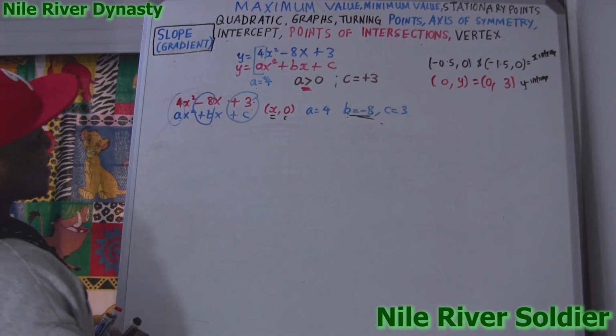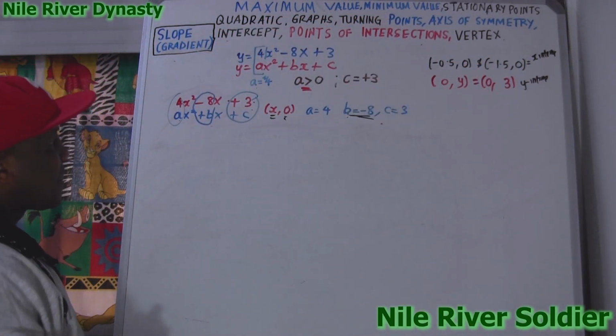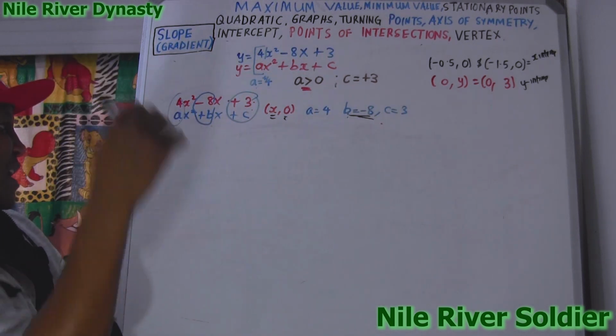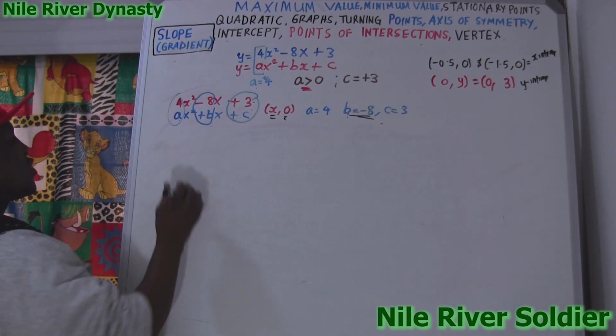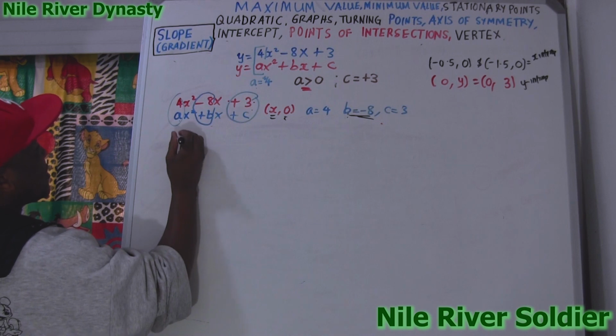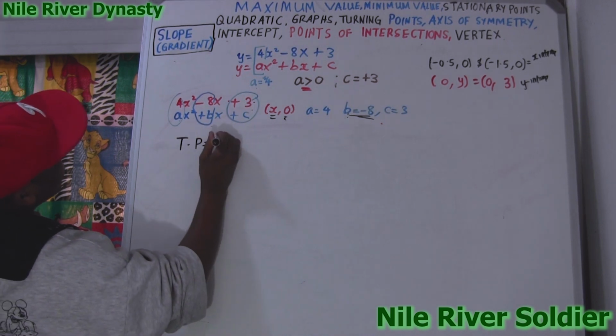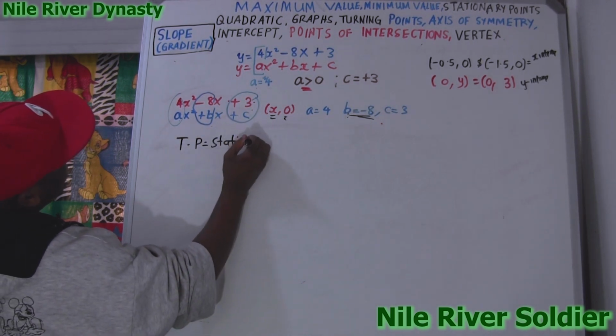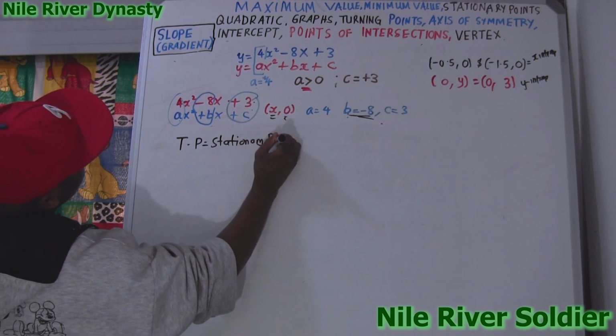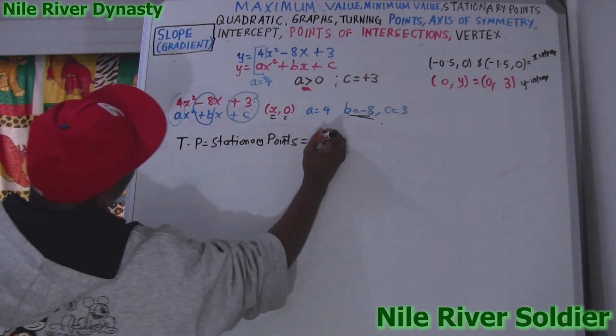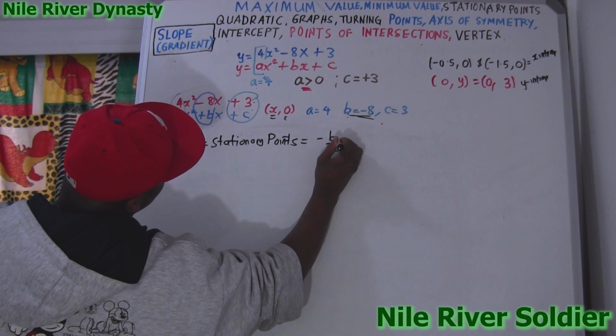Now we want to go for the turning point. Turning point is very, very easy. There are just 2 or 3 formulas you can use. The first one you can use the formula. Turning point is where the graph turns. Turning point, or sometimes we call it stationary point, equals negative b over 2a. This is the formula used.